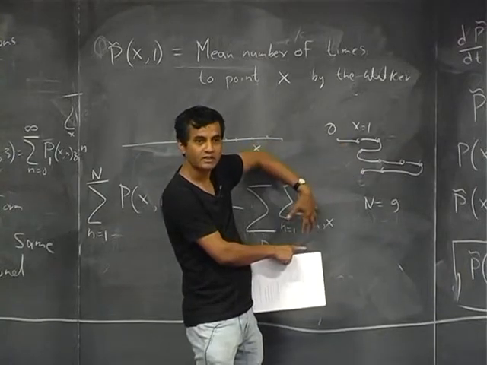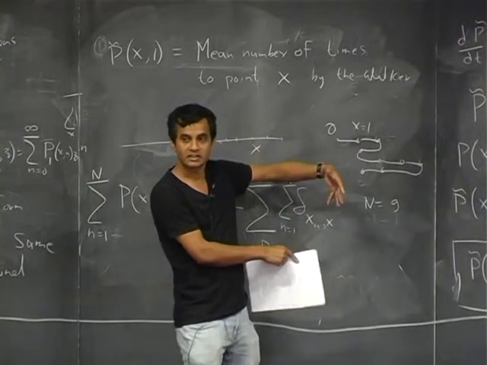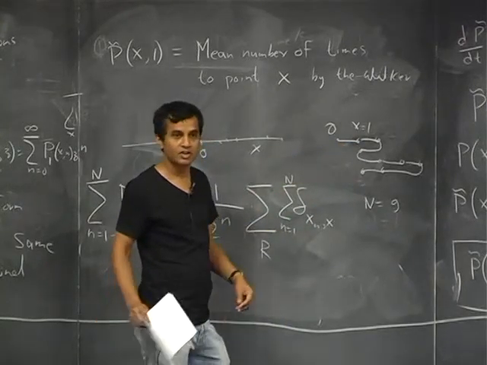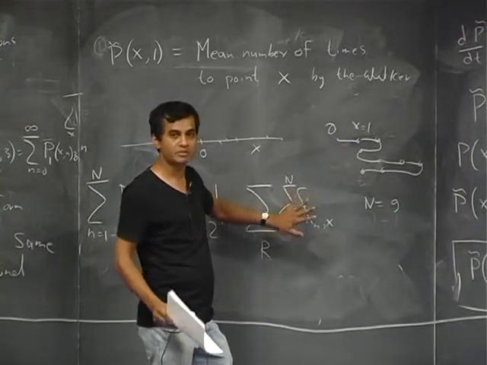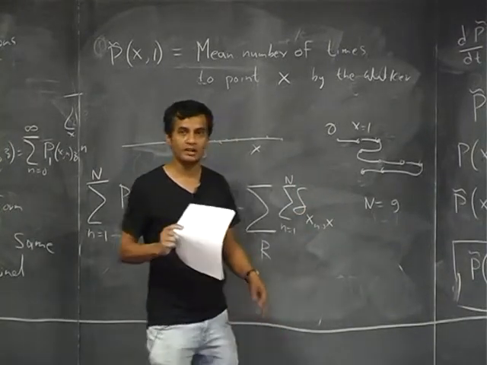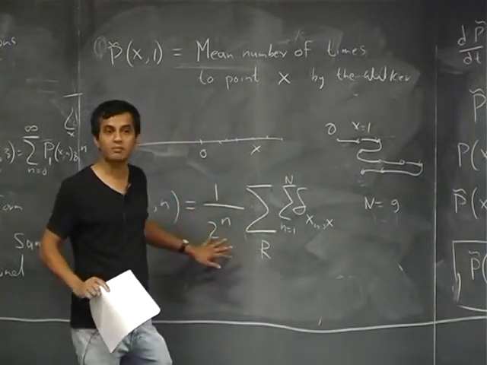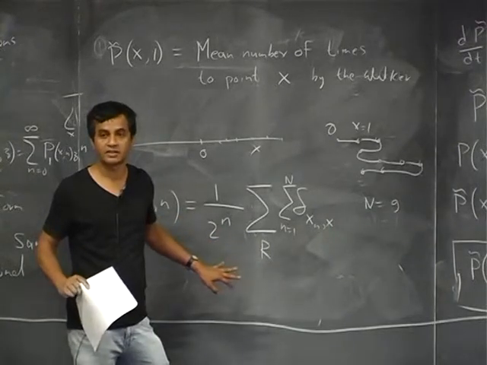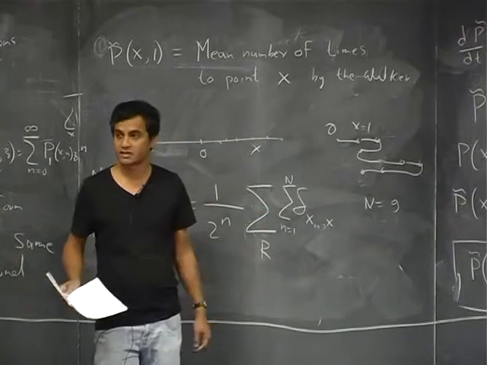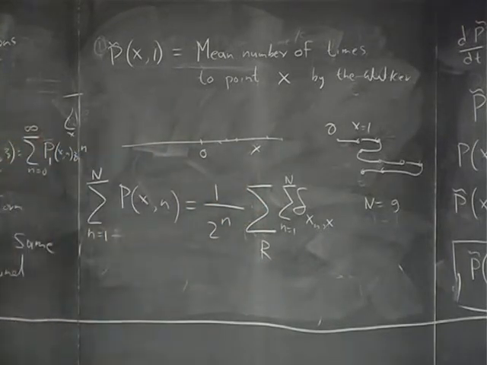So what does this give? If I sum this, it's the number of times it has visited this point in a given realization, right? So in each realization, this object gives me the number of times I have visited a given point x. Okay, and then I sum over all realizations and divide by the total number of realizations. So therefore, that gives me the average number of visits to this site x, right?